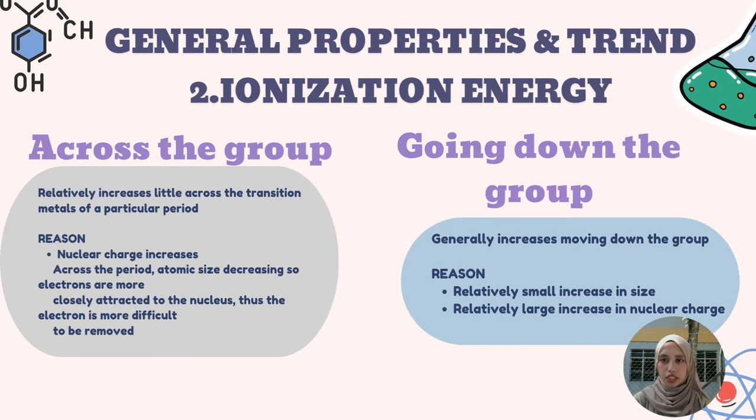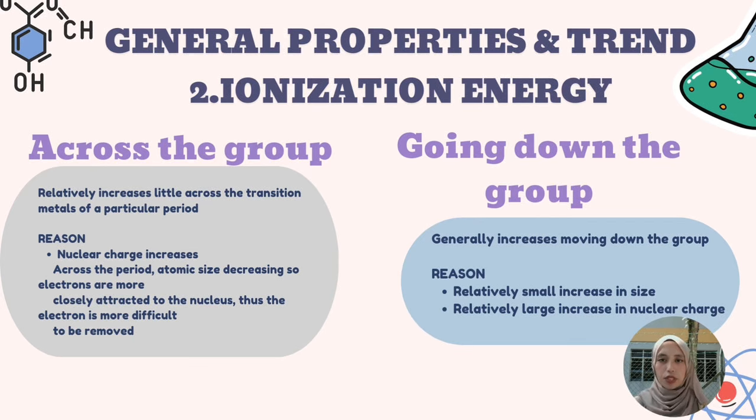Next, ionization energy. The ionization energy of transition metals increases slightly across a period. This is due to the increase in nuclear charge and the gradual decrease in atomic size, which cause valence electrons to be more strongly attracted to the nucleus and therefore harder to remove. For example, the ionization energy of iron is slightly higher than manganese but comparable to cobalt.